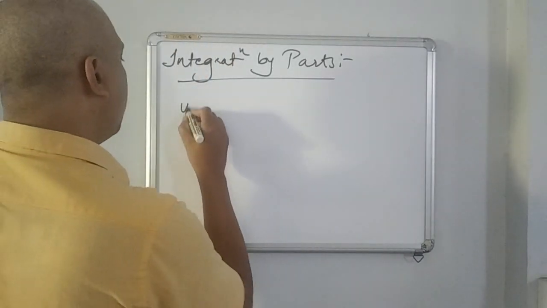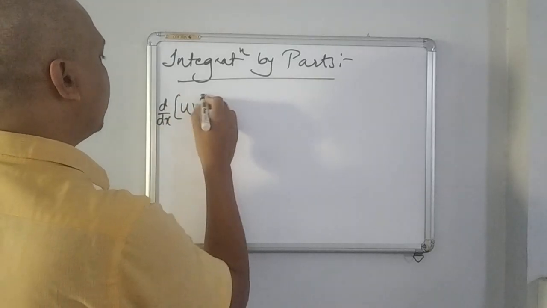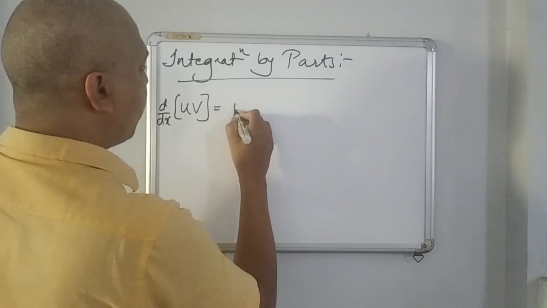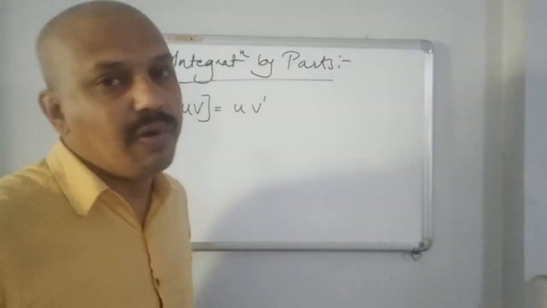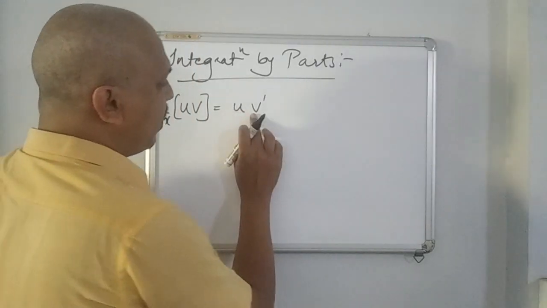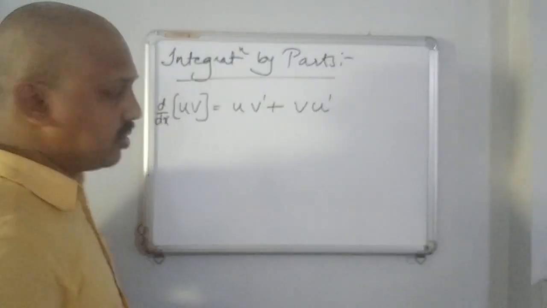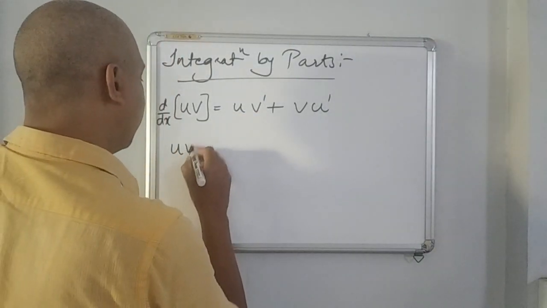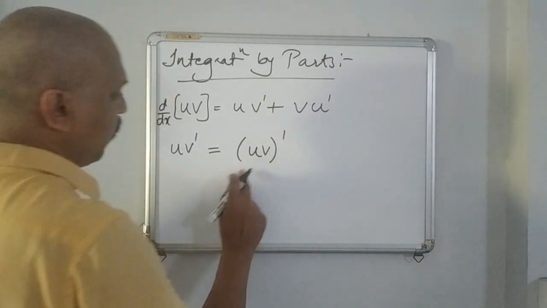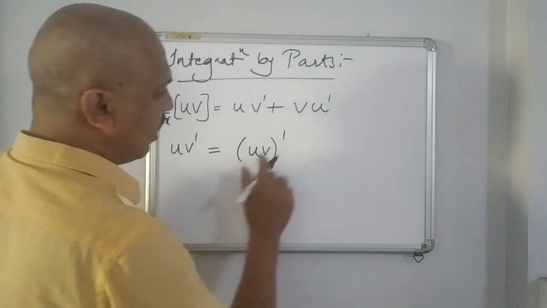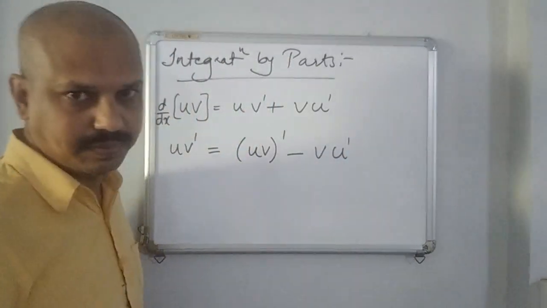If we have u into v, the derivative of u into v, d by dx of uv is u into derivative of v. So I am writing u into v dash. Dash is equivalent to finding out derivative. So u into v dash plus v into u dash. So if I have u v dash on the left hand side, then this is equal to derivative of u v. So u v bracket dash is derivative of u into v minus v into u dash.